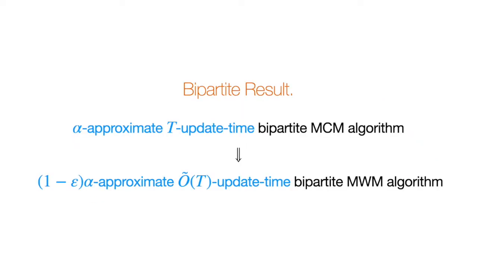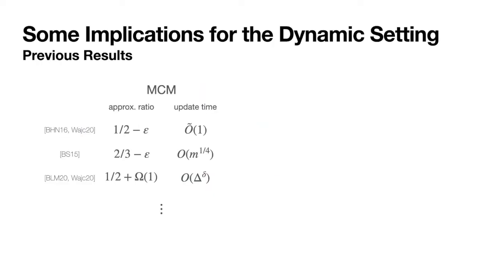Okay, our first result is a black box reduction in the dynamic graph setting from weighted bipartite matchings to unweighted bipartite matchings. Namely, we show that any algorithm for the unweighted problem gives an algorithm for the weighted problem with nearly the same approximation ratio and update time. Let me highlight a few consequences of this result.